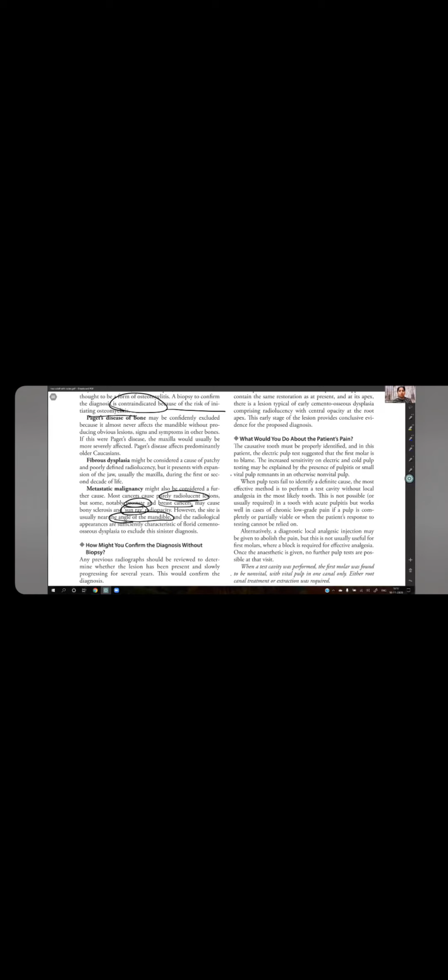So the radiograph shows the lower left quadrant; the second premolar and the first molar contain smaller restorations than at present, and there is probable caries in the second premolar. However, the first premolar appears to contain the same restoration as present, and at its apex there is a lesion typical of early cementoosseous dysplasia, comprising radiolucency with central opacity at the root apex. This early stage of the lesion provides enough conclusive evidence for the proposed diagnosis.